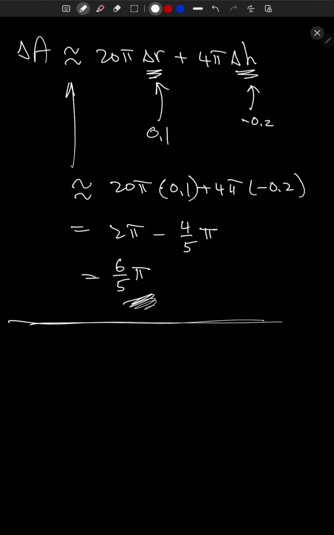Again, this is a very, very light section, which is fantastic because you really should be spending quite a lot of time on the next two sections, which is optimization, Lagrange multipliers, and which will be the next lecture.